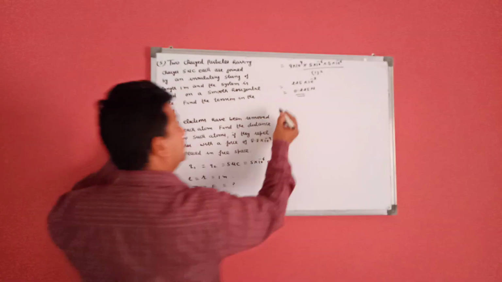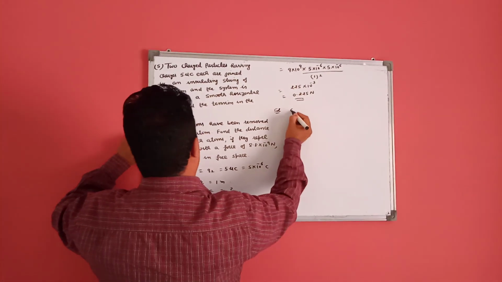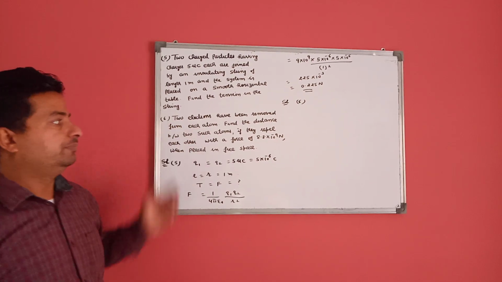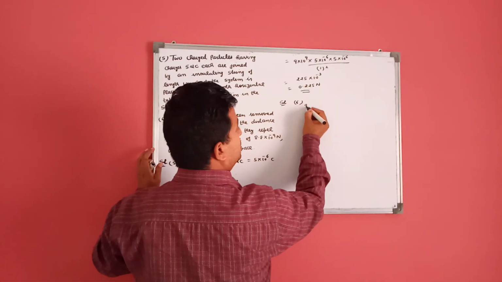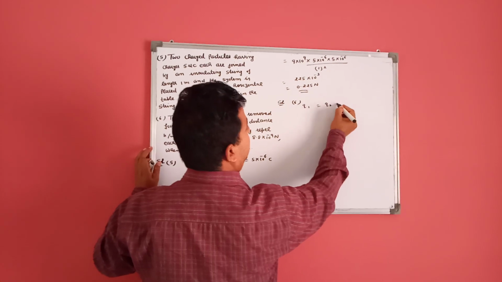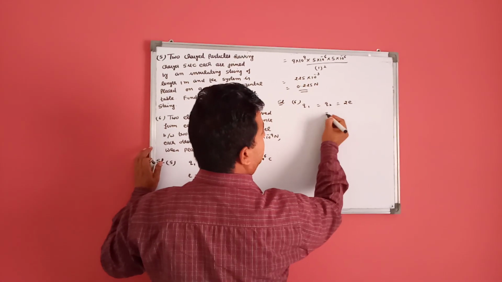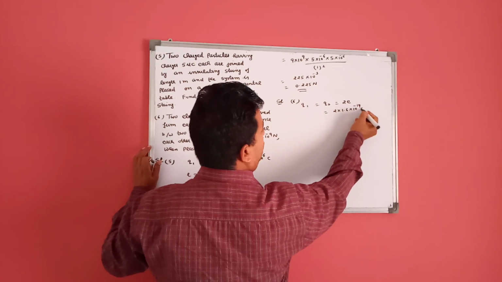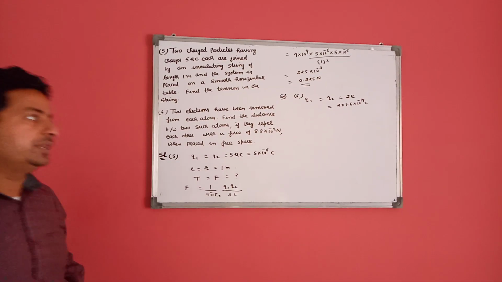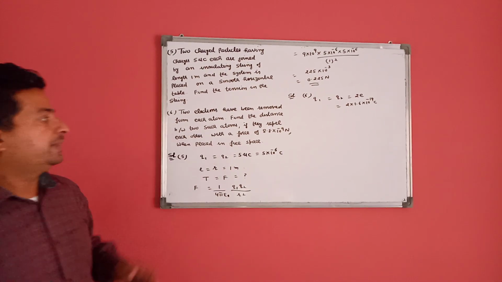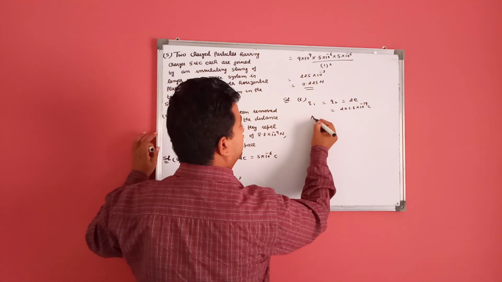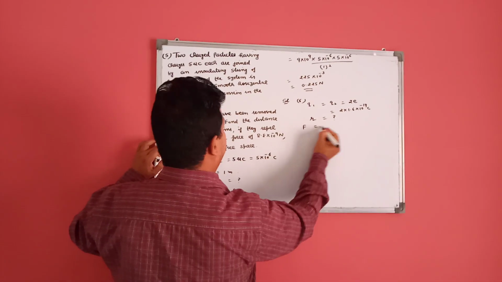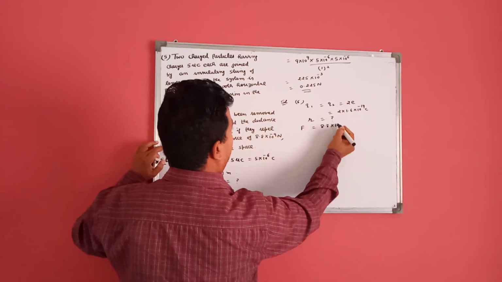In question number 6, the solution is: 2 electrons have been removed from each atom. That is, 2 electrons removed from each atom. That is, the charge on each atom is double that of an electron, which is 2 into 1.6 into 10 to the power minus 19 coulomb. Find the distance between two such atoms. We are required to find R, when they repel each other with a force of 8.8 into 10 the power minus 9.